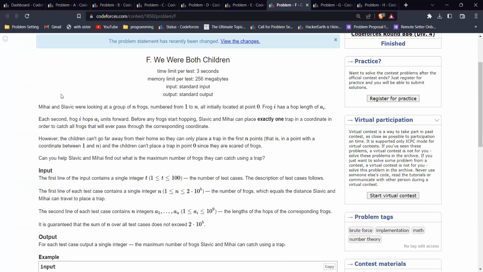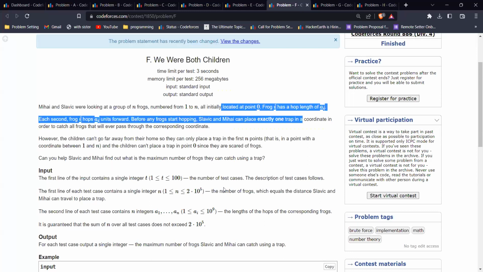Okay, so in this problem we are given that there are two kids, and they are looking at a group of n frogs, and these frogs are numbered from 1 to n. Initially each of these is located at point 0, and frog i has a hop length of a_i.